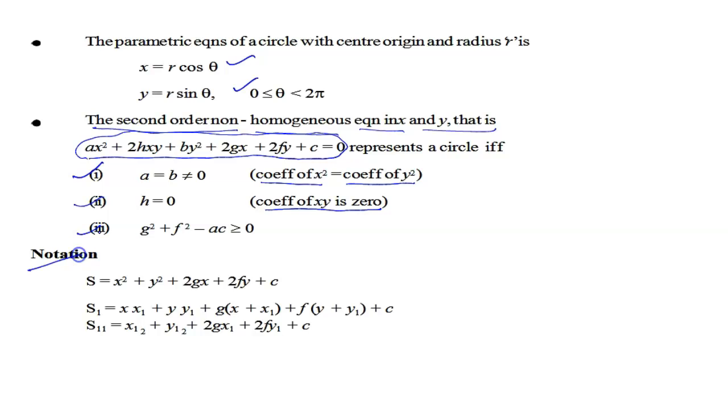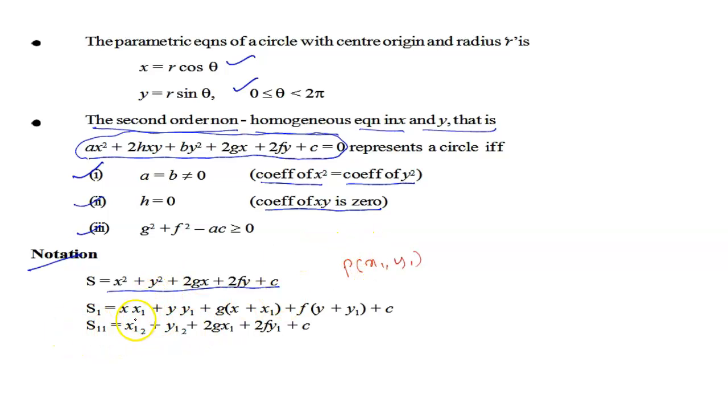So here we are taking notations. Notation in the sense of the general equation of the circle. Here I am taking S is equal to x square plus y square plus 2gx plus 2fy plus c, the general equation of the circle. And one more point, here I am taking a point P, x1 comma y1.